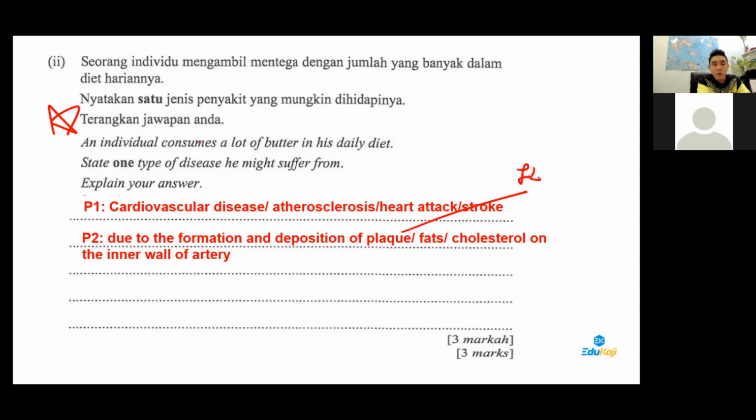Normally I teach this in Form 4 Bab 10. But sometimes, by right, your teacher should have taught you this. Let's just put it that way.